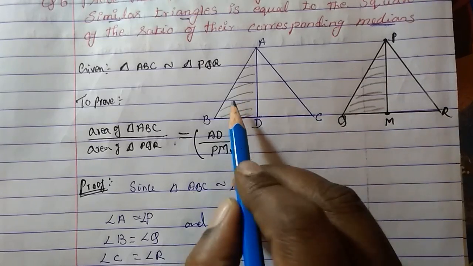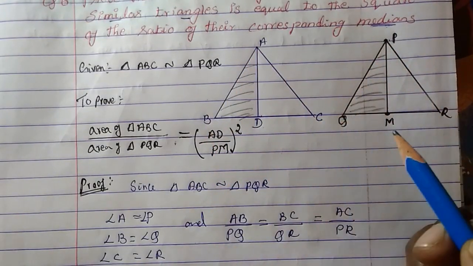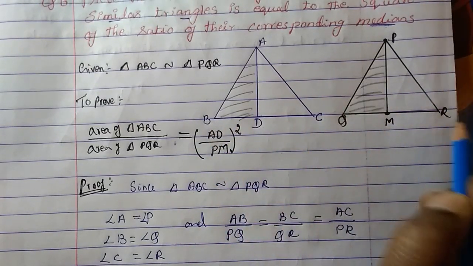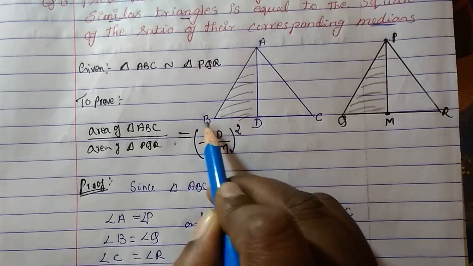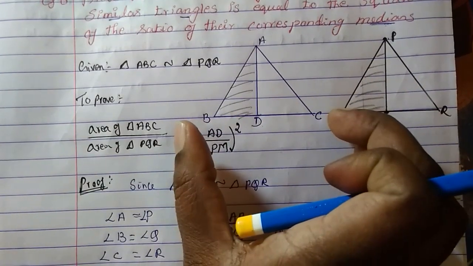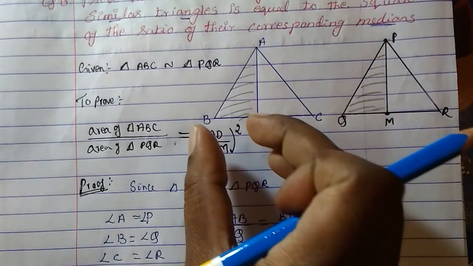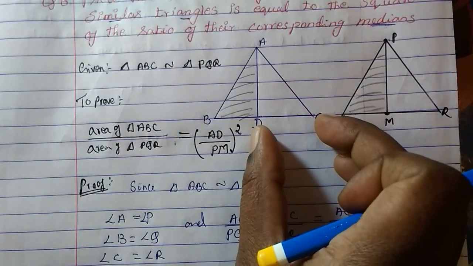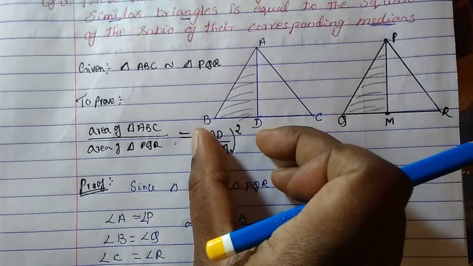Okay, so let's take these two triangles, because already we know that AB upon PQ is equal to BC upon QR. So now instead of BC we can write: BC can be 2 times BD, because D is a midpoint. Midpoint means what? BC is divided equally, right? So that means this part is equal to this side, that is, BD is equal to DC. So we can write BC is 2 times BD.